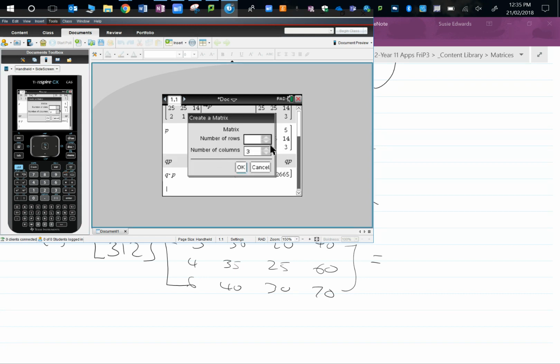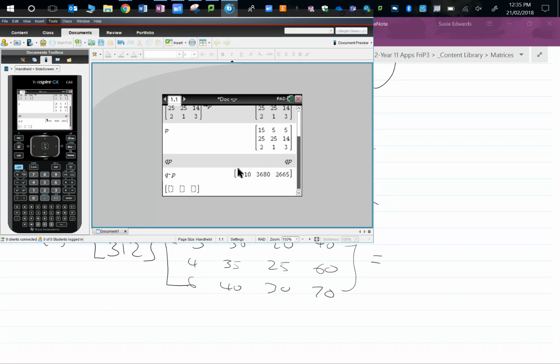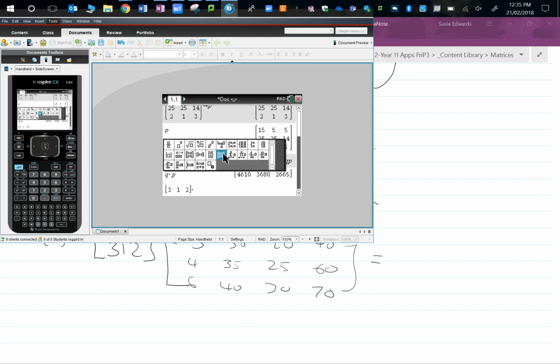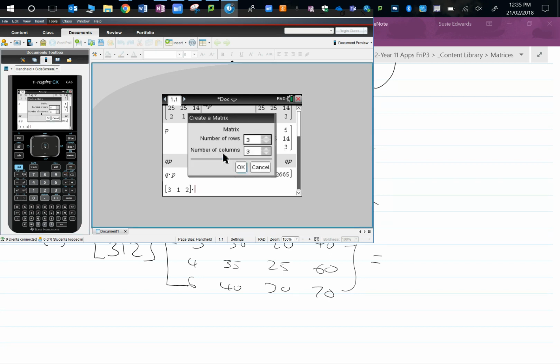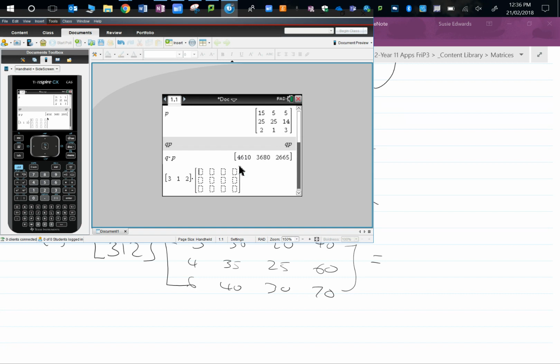So we want 1 row by 3 columns. 3, 1, 2 times by. You guys should be practicing putting these things into your calculators as well. It's something you're going to need to be really quick at during a test.